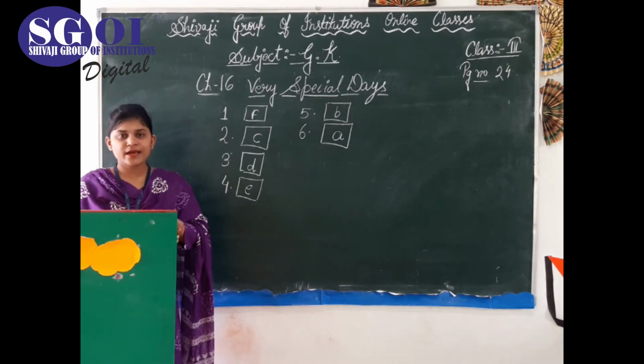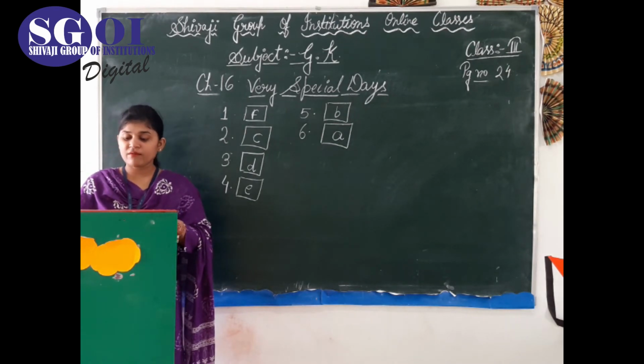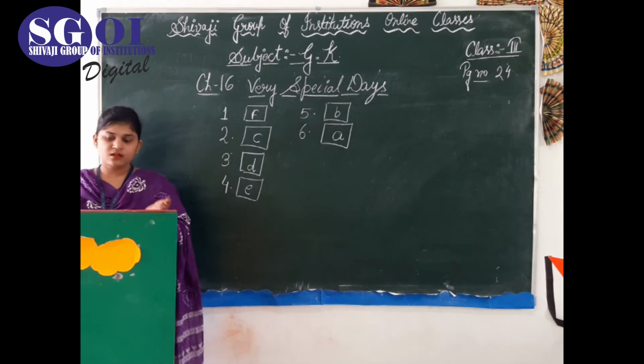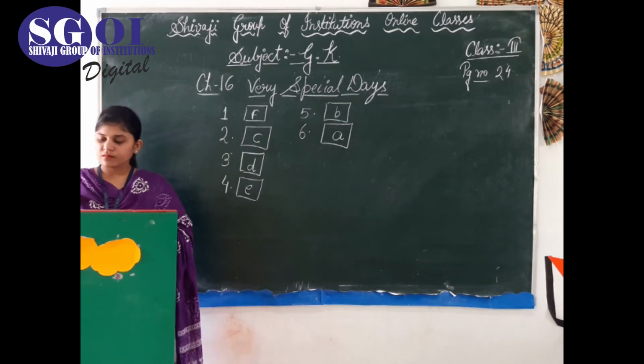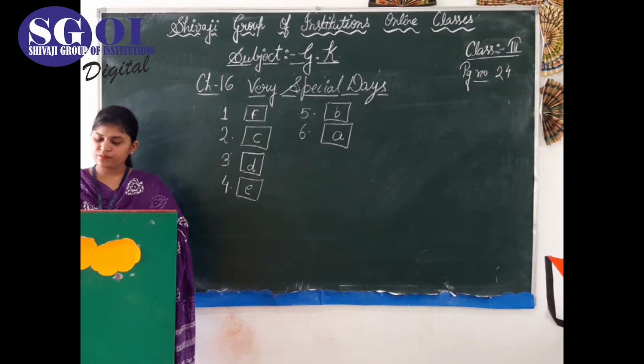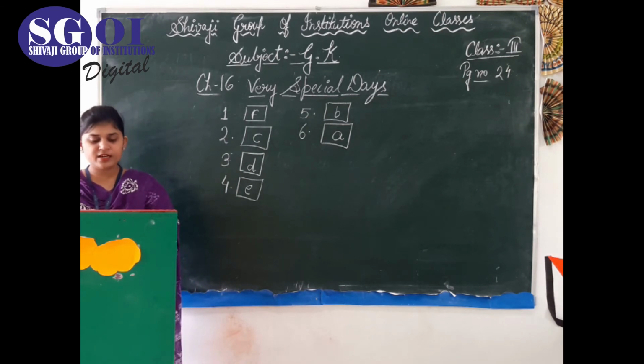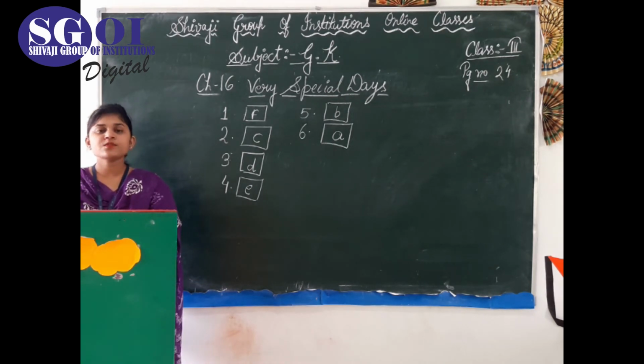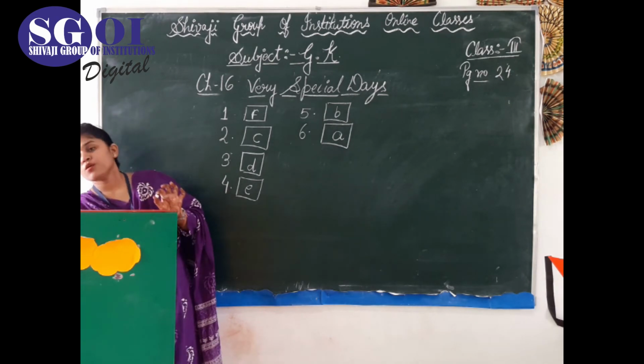Move to page number 25. This is test paper 1. So you will have to just fill it. Now move to page number 27 and the unit 3rd, that is plants. Types of trees. This chapter you have to do as your homework.